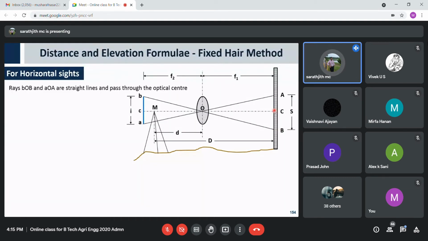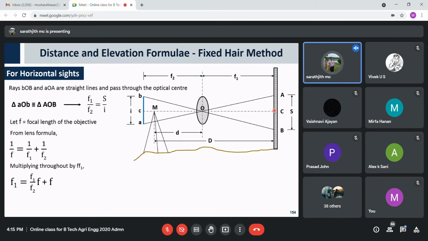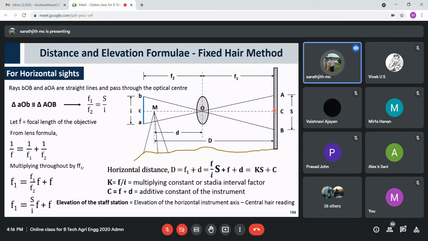So we have explained how to compute the horizontal distance and elevation of the staff station. This is one approach we have discussed, but there are two or three other approaches also. We are not going to explain all of them; we'll be seeing alternate proofs or other approaches in the textbook, and you can follow one of them.